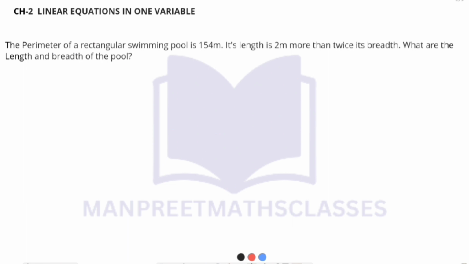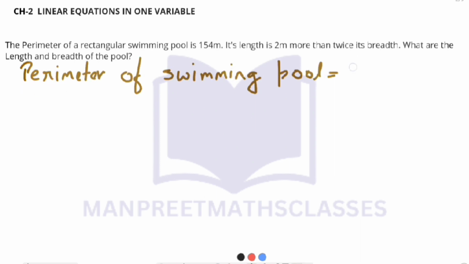The question is: the perimeter of a rectangular swimming pool is 154 meter. एक rectangular swimming pool है जिसका perimeter given है 154 meter. Its length is 2 meter more than twice its breadth. So first of all, what is given? We'll write it down. Perimeter. So I have written what was given to us. Now we have a condition. Its length is 2 meter more than twice its breadth. Means length is dependent on breadth.